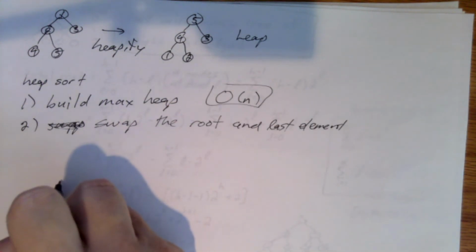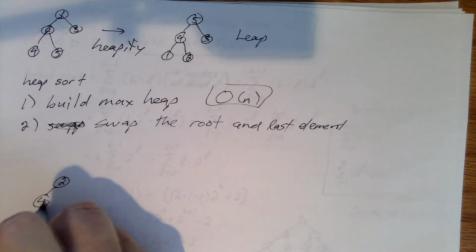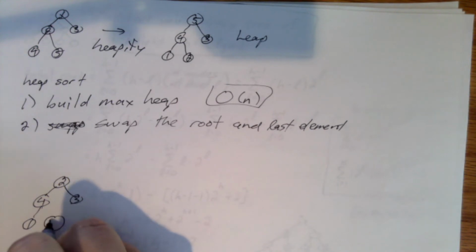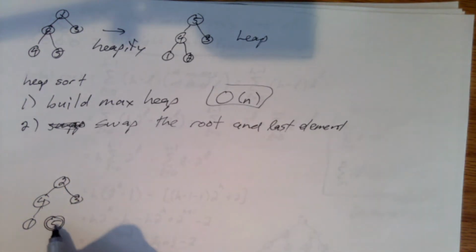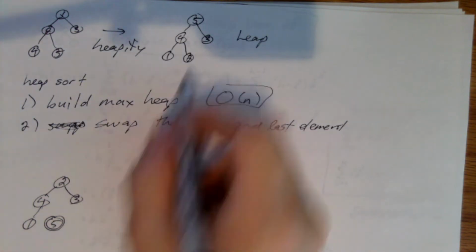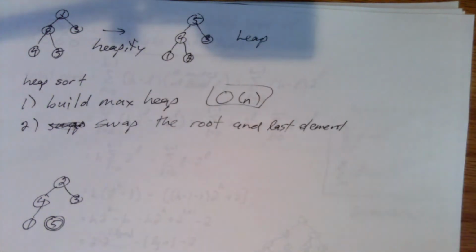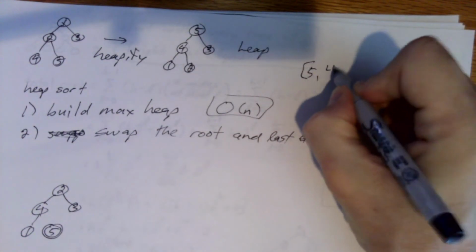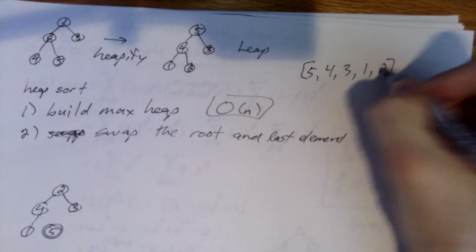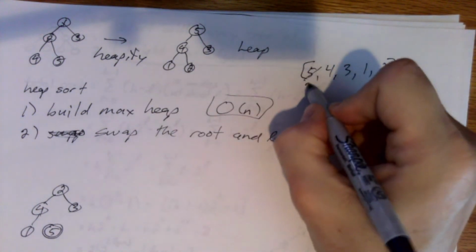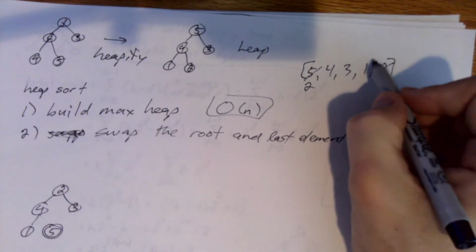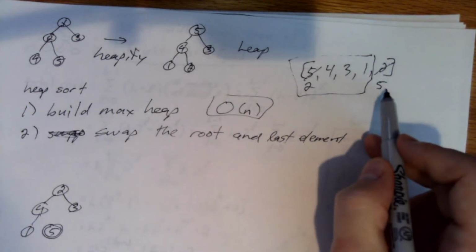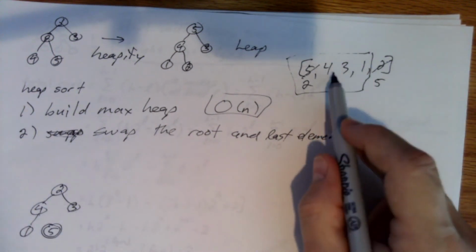We now have 2, 4, 3, 1, and I'm going to write the 5 here, because what we're thinking about is that we removed it from the heap. What happens when we do this? We started with 5, 4, 3, 1, 2, and the entire thing is treated as a heap. When we swap these, we now think of just those 4 elements as the heap, and the 5 is at the end of the array.